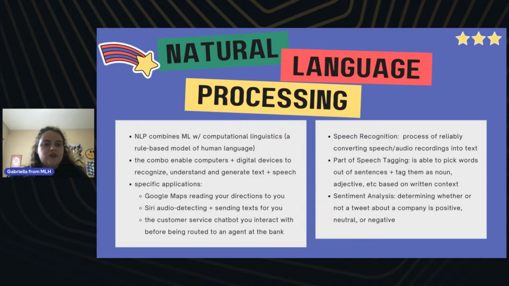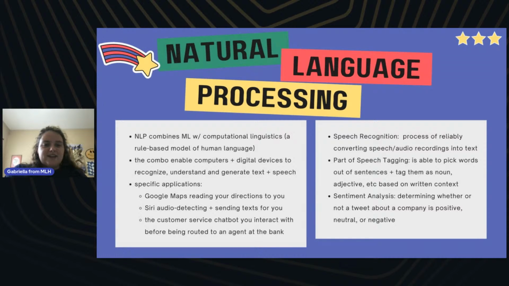Some specific applications you might have seen of natural language processing would be Google Maps reading your directions to you. I use this all the time, whether that be because I'm driving somewhere and it's much safer for Google Maps to read my directions to me than for me to be looking at my phone. Or if you're walking around and you potentially have headphones on, you have the directions reading out loud to you in your headphones. So you're able to not be looking at your phone, but rather the street and the people around you when you're navigating your way through maybe a new city, if you're on vacation, or maybe you're visiting someone in a city you're unfamiliar with.